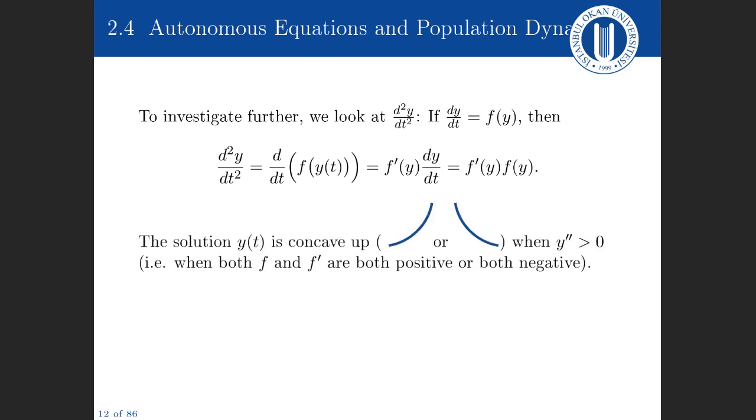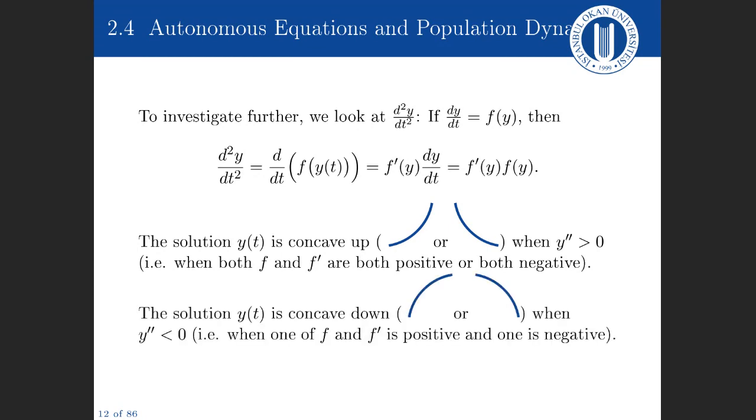So we can say that the solution is concave up when f and f prime are both positive or they're both negative. And we can say that the solution is concave down when one of f and f prime is positive and the other one is negative.